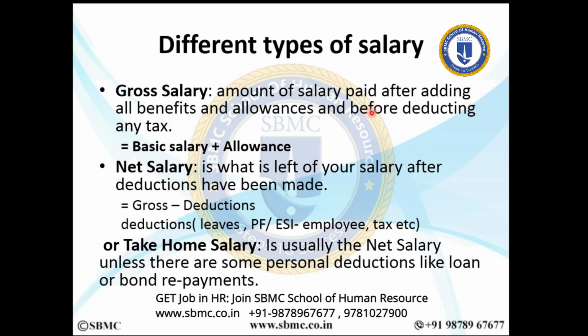Gross is before deducting any tax; it is after adding all. Please see, it's the amount of salary paid after adding all the benefits and allowances and before deducting. It is not deducting anything. It's basic salary plus allowances. You just see this formula: basic salary plus allowances. Clear? Net salary is the gross minus deductions. This is the formula for the net salary.